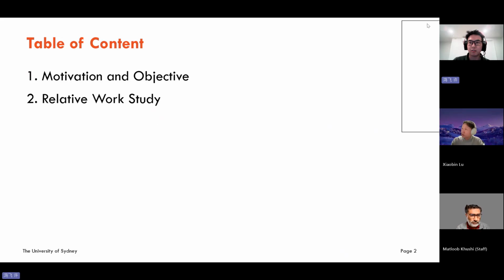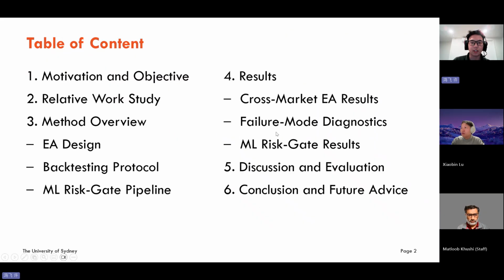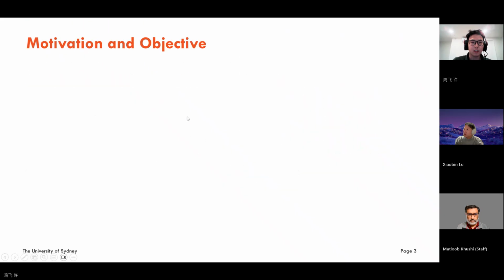Let me move this window away a little bit. Okay, so I think there are 6 parts of this presentation. The first is the motivation of the project and objective, and then the related work study, and then the methodology and the results, and finally the discussion and conclusion. So let's start from the motivation.